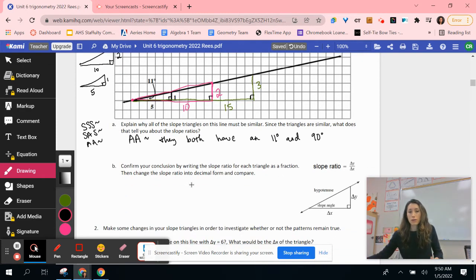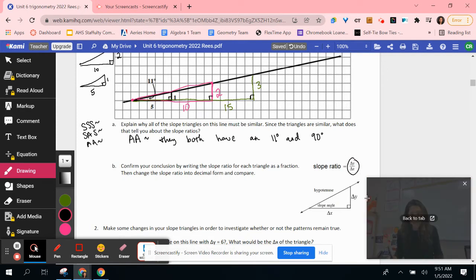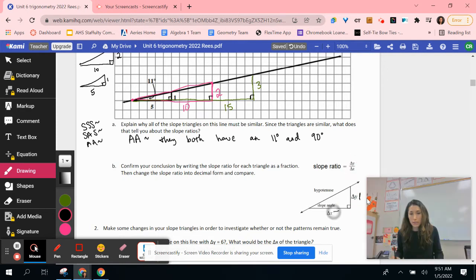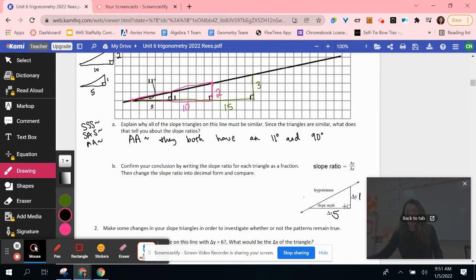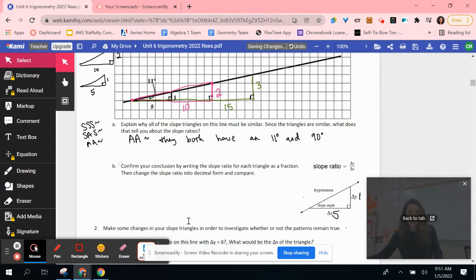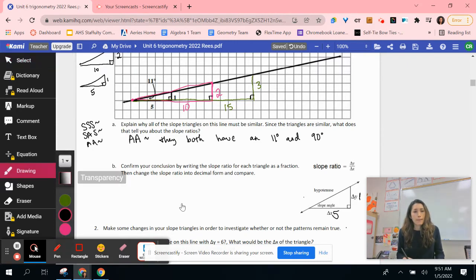Okay, so we want to confirm that conclusion by writing the slope ratio for each triangle as a fraction. So slope ratio is change in y over change in x. So let's pretend this is a 1, this is a 5. Our slope ratio for that would be 1 over 5. So the first triangle, the slope ratio is 1/5. Our next triangle that we created was 2/10. And then I also created another triangle, 3/15. So I'm going to put equals between these. You should have one more that you created, a slope ratio that would be similar.